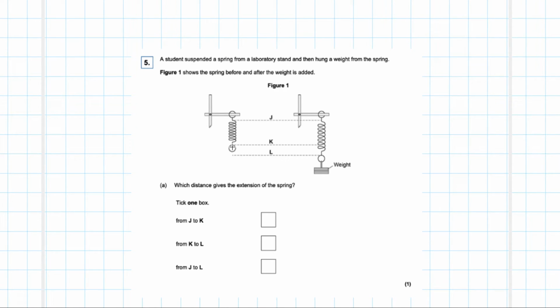In this case, J to K gives us the original length of the spring, and J to L gives us the new length of the spring. But that's not what the extension means. The extension is just the change in the length. So we start from K, which is the top of the circle, to where the top of the circle is now. So this gives us the extension, so K to L is your answer.